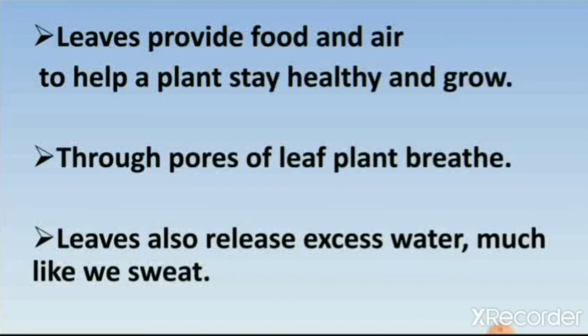So the leaf is a very important part of the plant, like for living things. We breathe by nose like that, plants breathe by leaves. Leaves also release excess water, much like we sweat. So if you are watering a plant and you give more water than it needs, then the leaves release this water. So that's why leaves are a very important part of the plant. So this is the work of leaves in a plant.